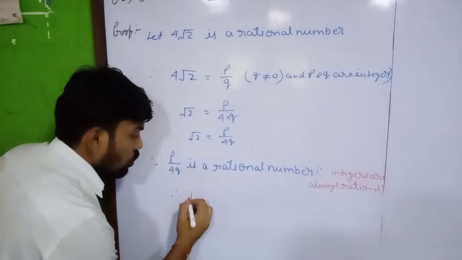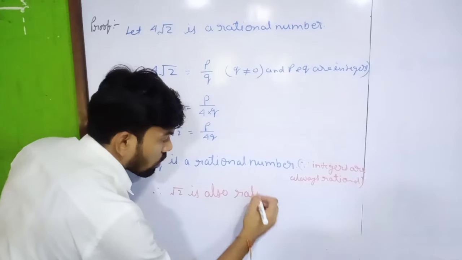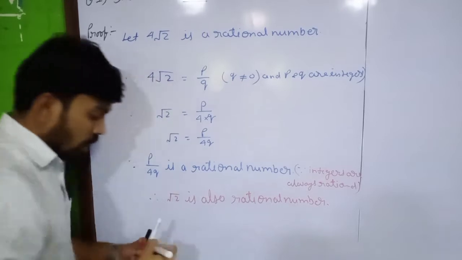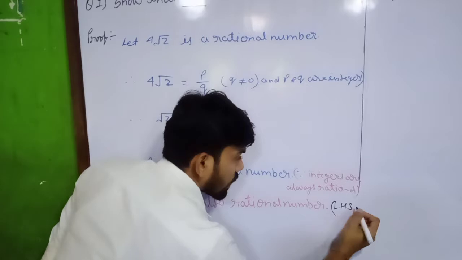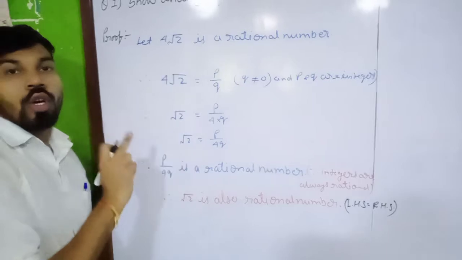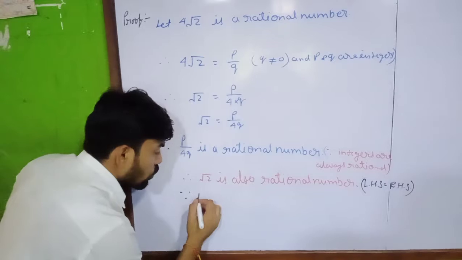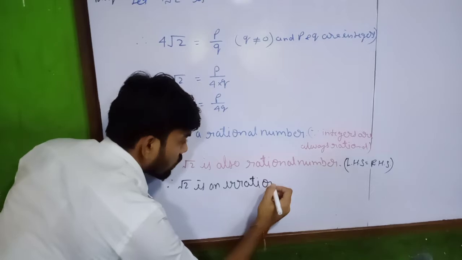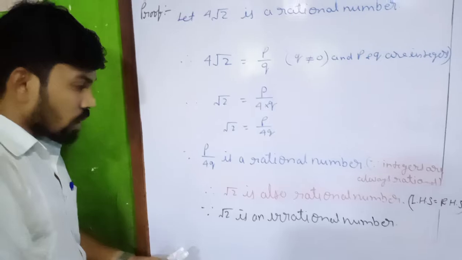Therefore root 2 is also a rational number. How can we say that? Because the left hand side is equal to the right hand side, therefore root 2 is also a rational number. But root 2 is an irrational number.